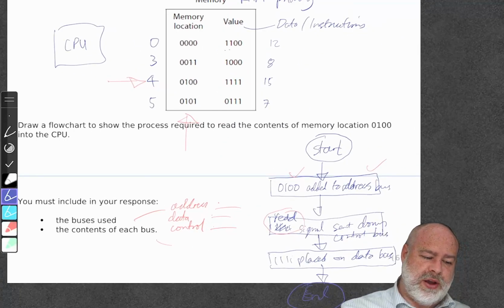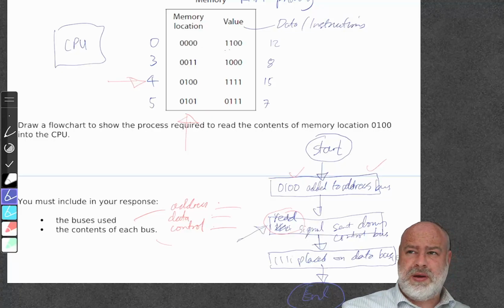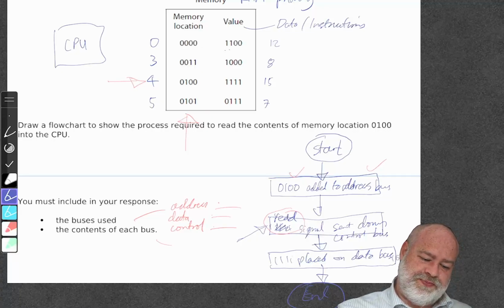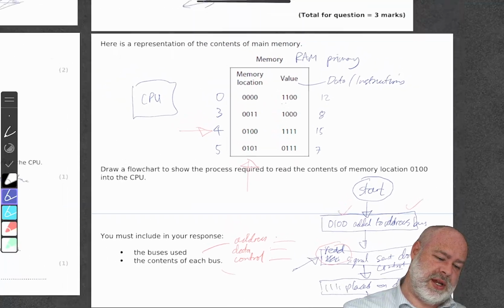So yeah, it's quite a confusing question, to be honest, because they're assuming that this is read. It might be some sort of other instruction on there, but we know that we have to see that value. So I think it's just, you don't need to remember all the different operation codes in there. I'm pretty sure that's not in the specification. So I'm quite confident with that answer. Read signal sent down the control bus, and 1111 placed on the data bus, and then it will end. I'm pretty sure that's going to be what they're expecting there.